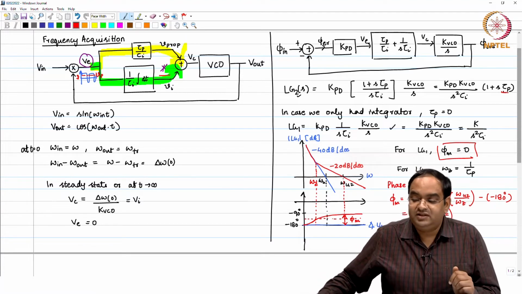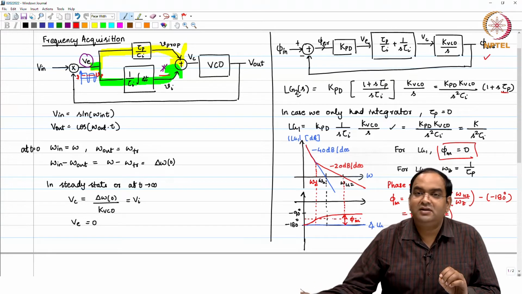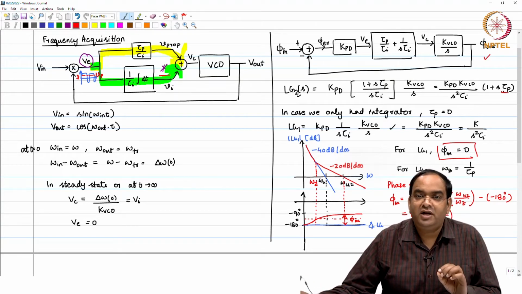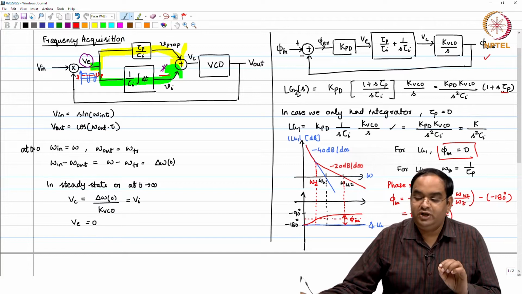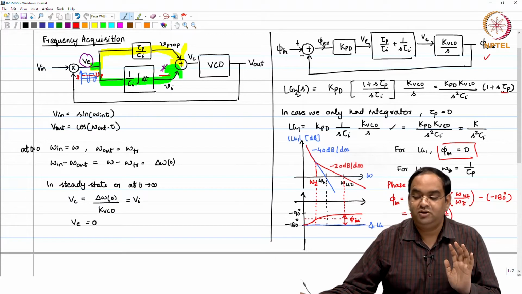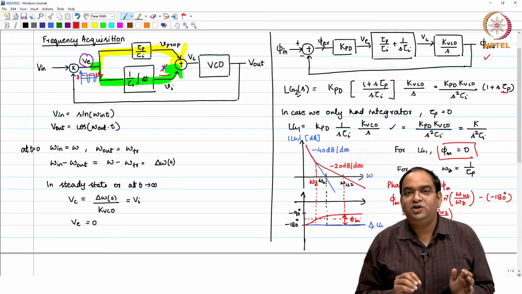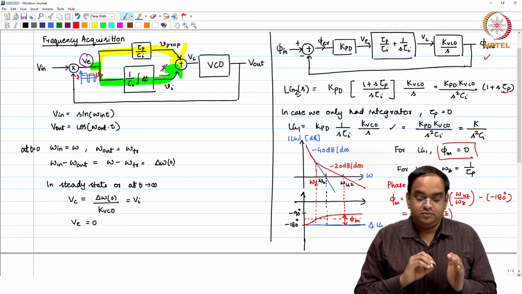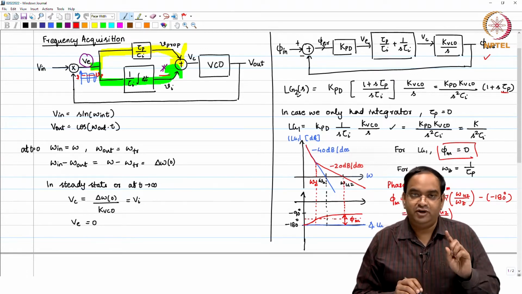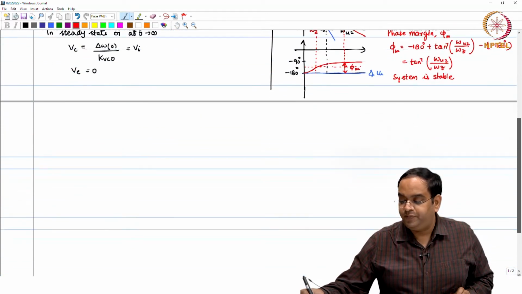Second, from the stability point of view, the small signal analysis tells us you cannot have a system with two integrators stable, you need to have a proportional path for sure. So, both the analyses are telling you that you need both proportional and integral path for frequency acquisition and from the stability point of view.